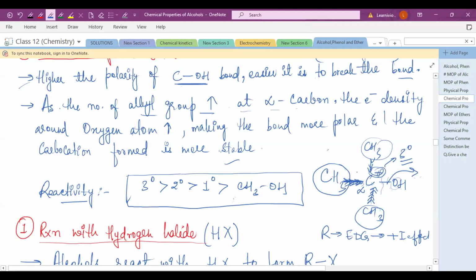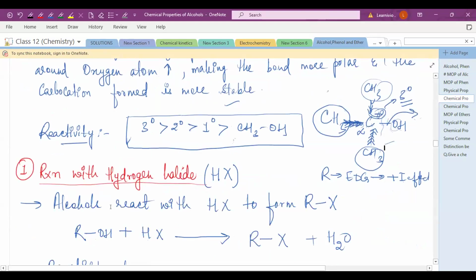So that's why when the number of alkyl groups increases, the plus I effect increases. And if the plus I effect increases, it increases the electron density of the carbon, and it makes the bond more polar, and due to that the carbocation formed is more stable. So that's why a 3-degree carbocation is more stable than 2-degree, than 1-degree, than methanol. So that's the order of reactivity, and you know the reason behind that.